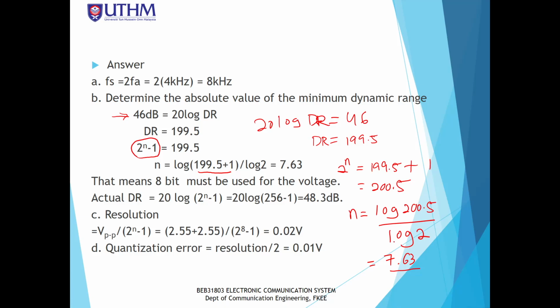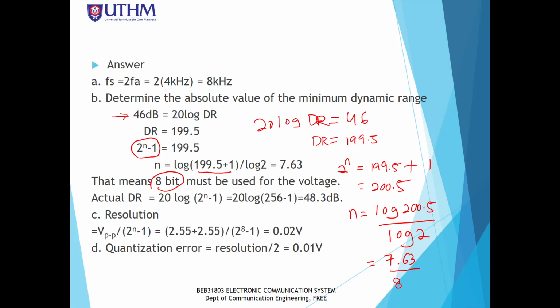Otherwise, we will neglect the 0.63. So that's why the minimum number of bit that we must use will be 8. We cannot use 7, otherwise we will neglect the 0.63. So the best way would be to choose a little bit higher, which is 8. So n is equal to 8 bit. So we must use 8 bit for the quantization process.